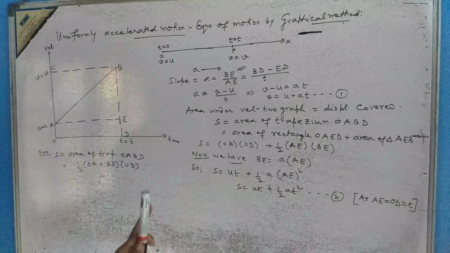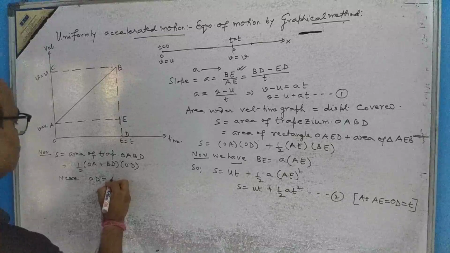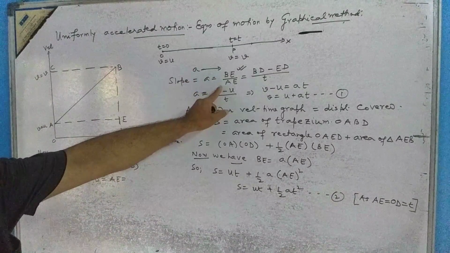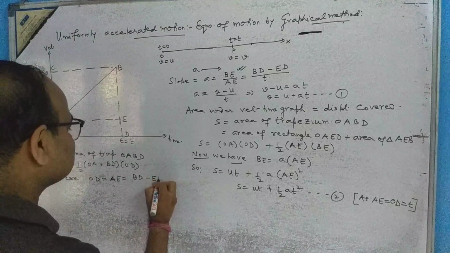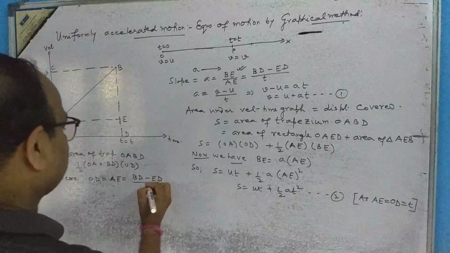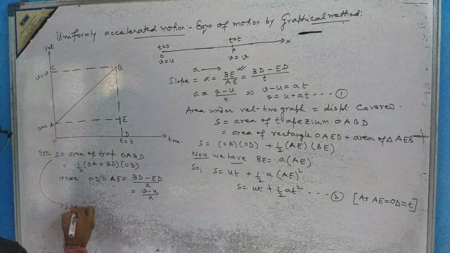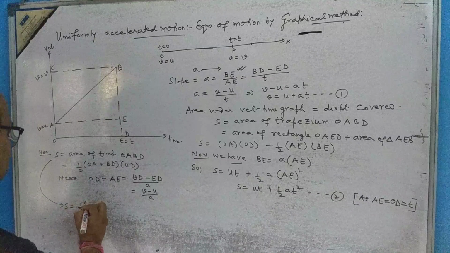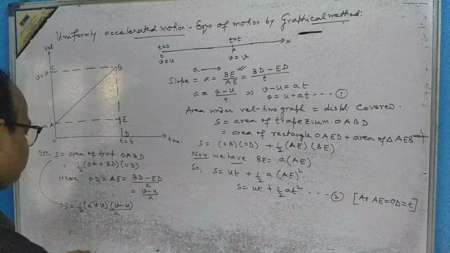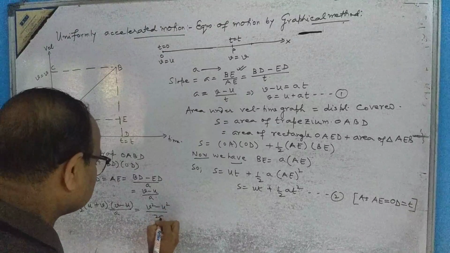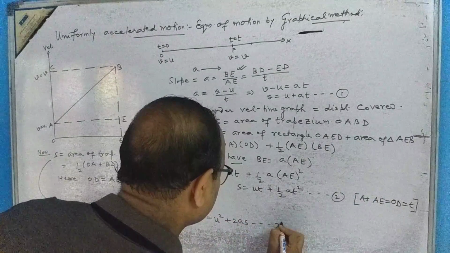Now, my dear students, OD is equal to AE, which is BD minus ED by a, that is v minus u by a. So from here, S is equal to half into u plus v into v minus u by a, that is equal to v squared minus u squared by twice a. Which gives us v squared is equal to u squared plus twice as. I hope very easily you can get it.